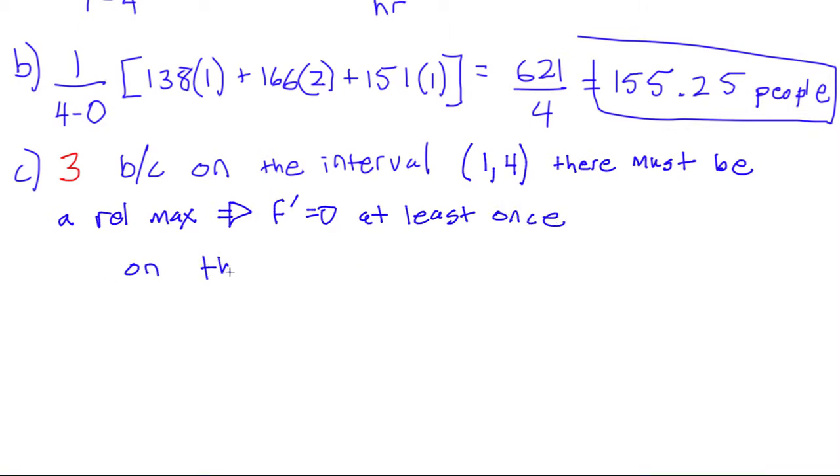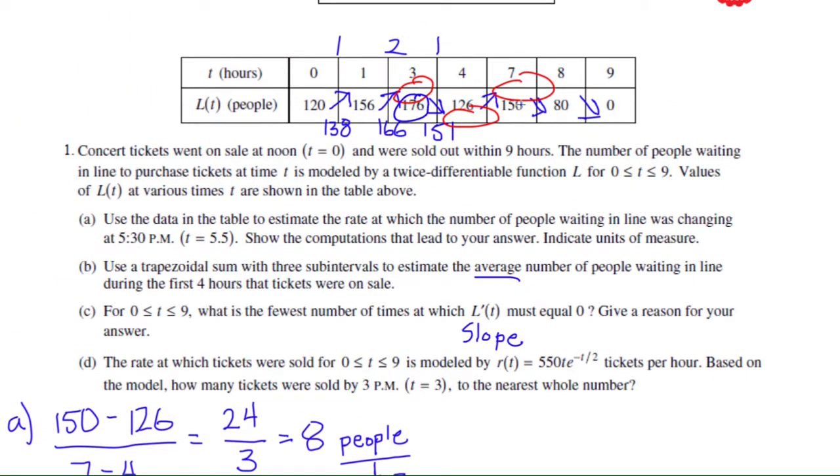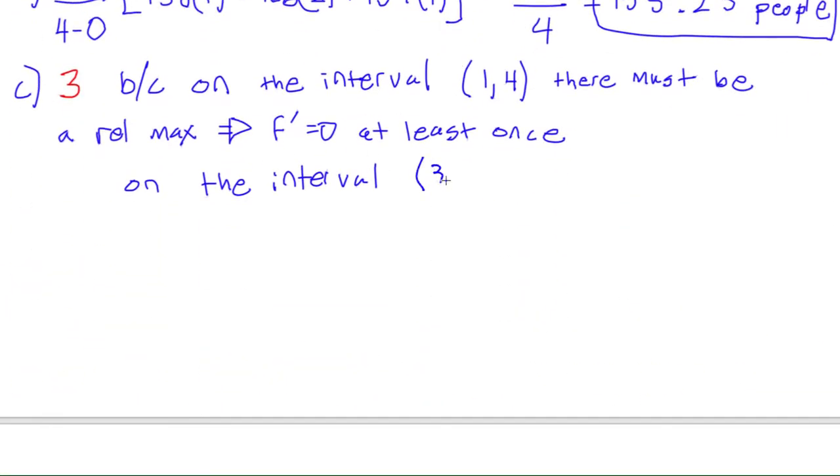On the interval, there should be a relative minimum in between these points, between 176 and 156, because it goes down to 126, so between 3 and 7. On the interval 3, 7 there must be a relative min, and then same thing, there should be f prime equal to 0 at least once.